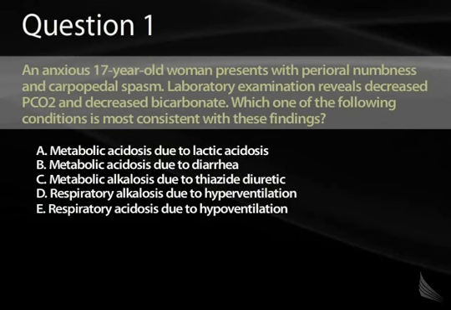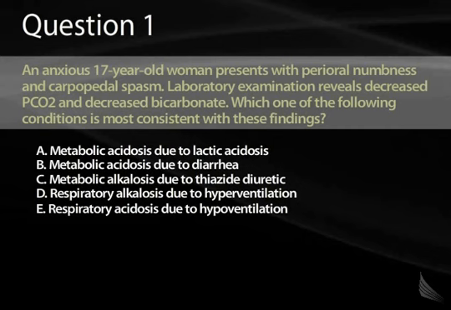A. Metabolic acidosis due to lactic acidosis. B. Metabolic acidosis due to diarrhea. C. Metabolic alkalosis due to thiazide diuretic use. D. Respiratory alkalosis due to hyperventilation. Or E. Respiratory acidosis due to hypoventilation.